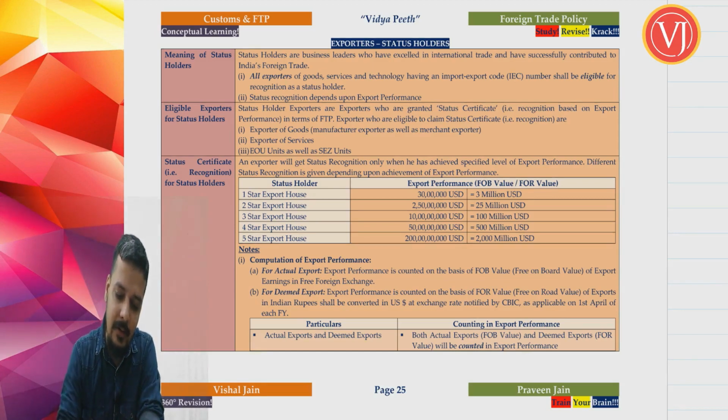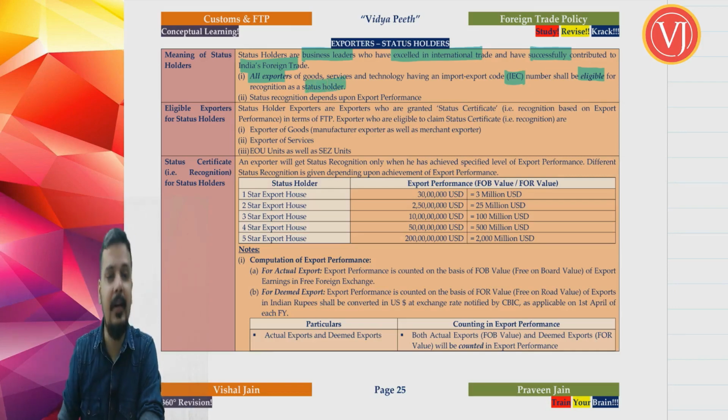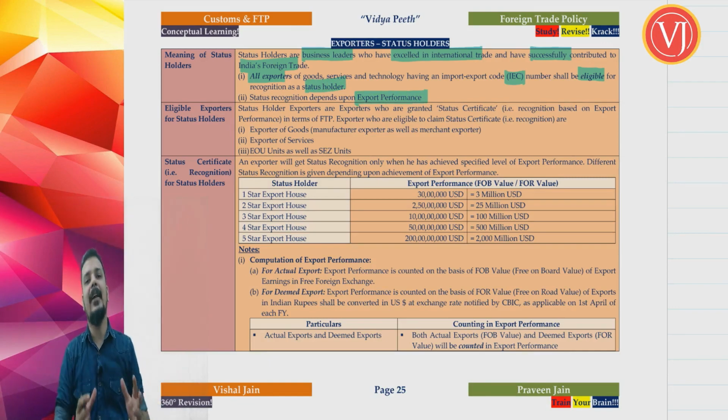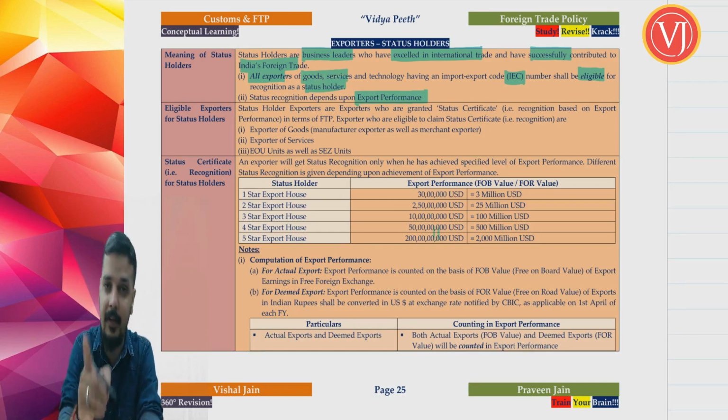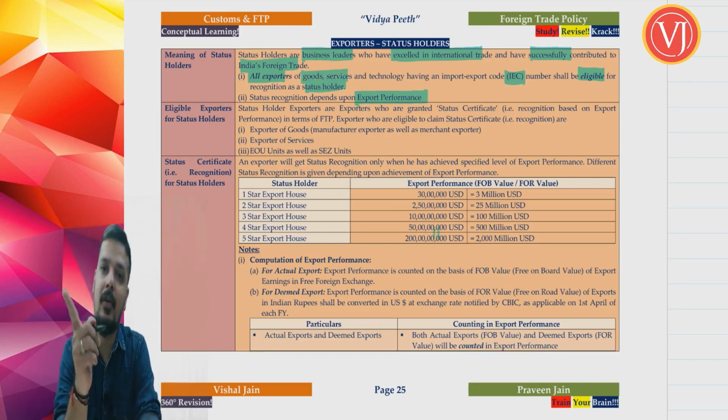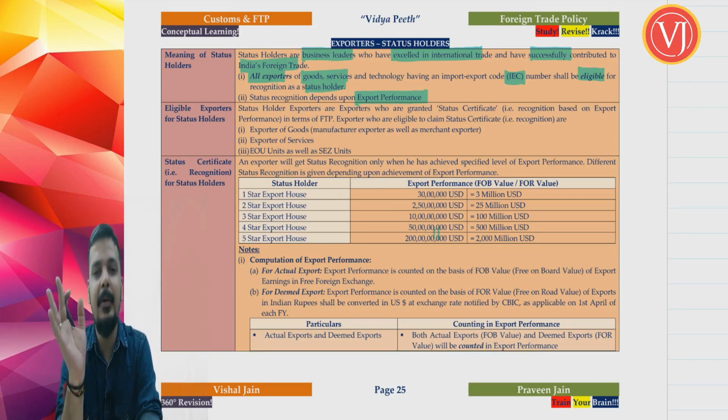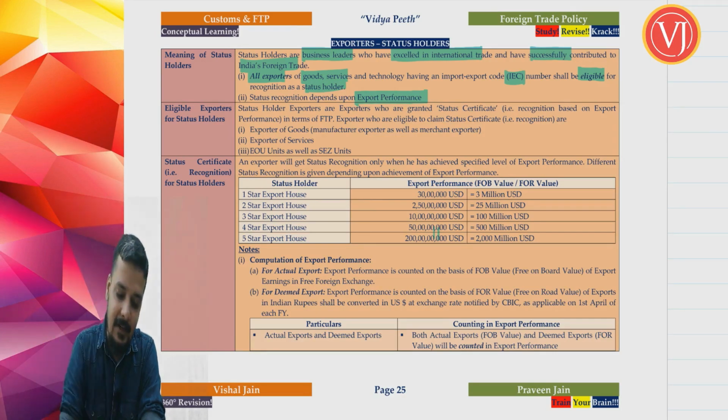Now, status holders are nothing but business leaders who have excelled in their international trade and successfully contributed to India's foreign trade. All exporters of goods and services having IEC will be eligible for status holder, but based on export performance. So, technically speaking, all exporters are actually eligible. Whether it is goods or services, again friends, don't get it wrong. This is even for the service sector, whether it is goods, services or technology, you are very much eligible for status holder, but the status holder will be based on your status recognition.